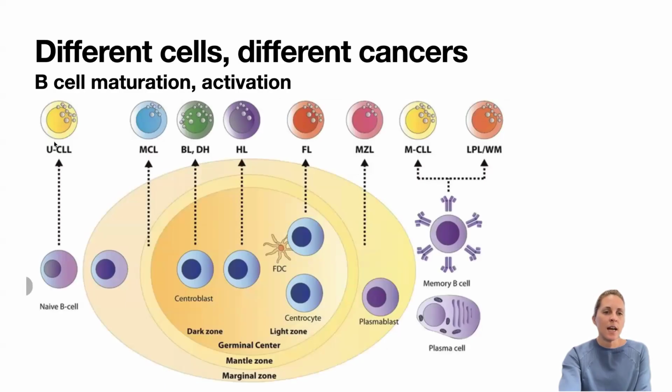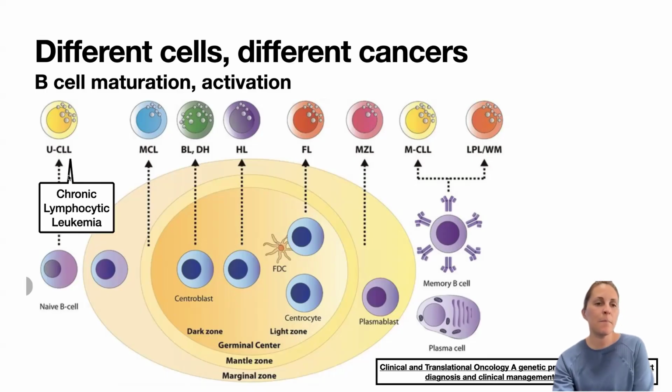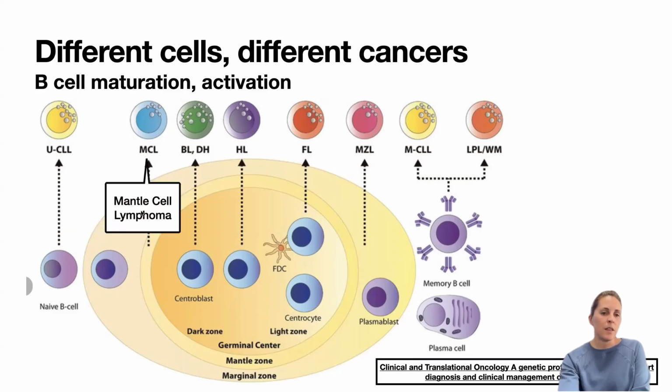All right, and then just to hammer that point home that different cells have different responsibilities and different cells lead to different types of cancers. These are some of the different cancers that have been identified from B cells during the maturation and activation pathway. When I was a postdoc, this is the space in which I was doing my research. With naive B cells, we have unmutated chronic lymphocytic leukemia. With our mantle cells, we have mantle cell lymphoma.